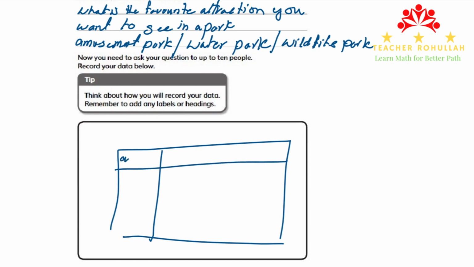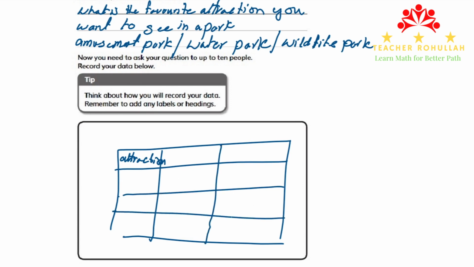Here I will write attraction that the people chose. Because I have 3 options, I will draw 3 more rows. And here I will draw tally, and the next column is frequency. Tally and frequency. The first attraction is amusement park.